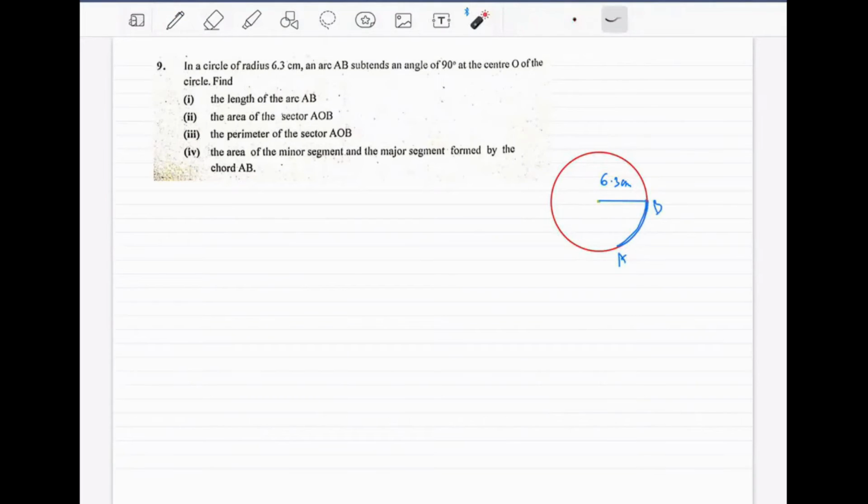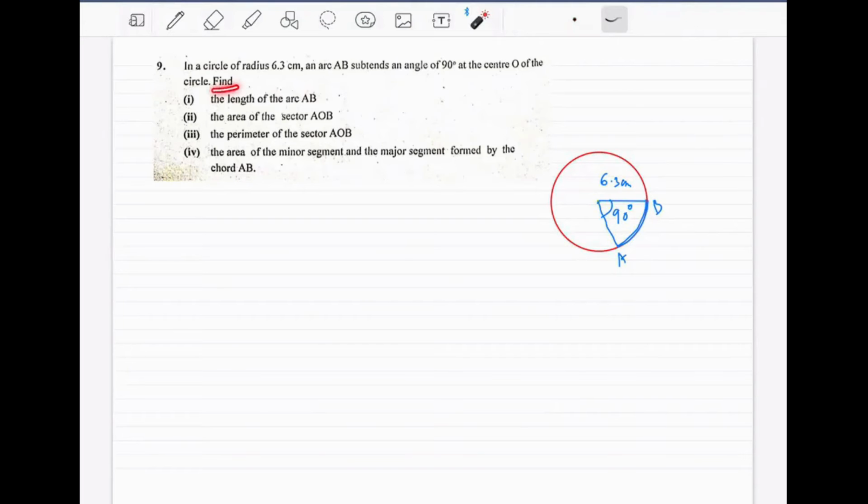Subtends means if you join the ends of the arc with the center like this, the central angle is given. How much? 90 degree. Subtends an angle of 90 degree. All right. So the central angle is 90 degree.